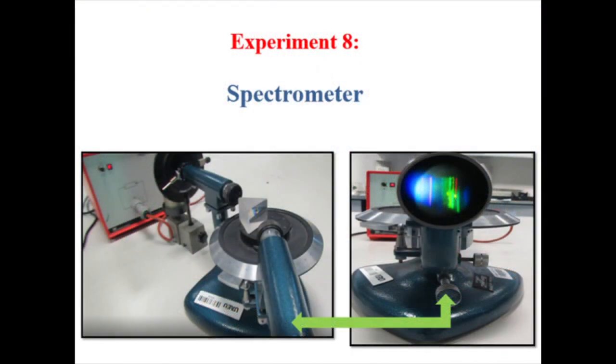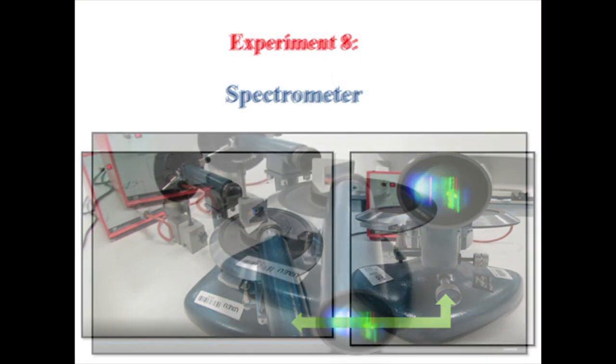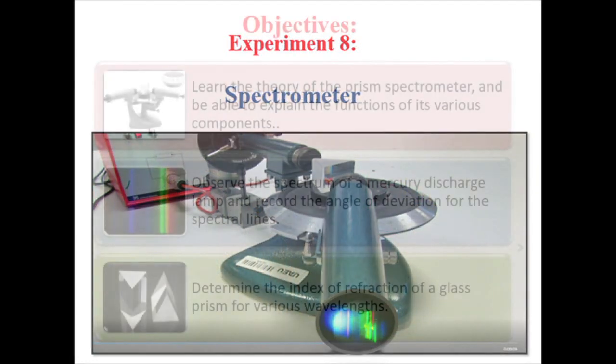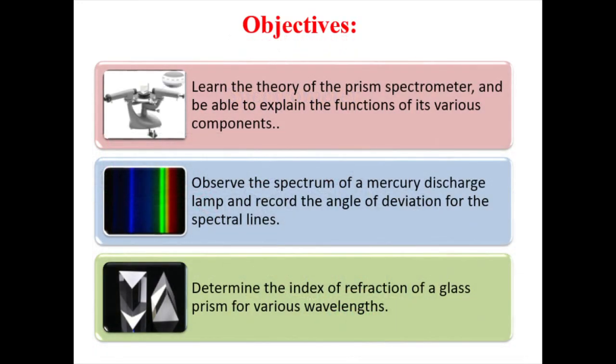Hi students, today we will study about the spectrometer and the phenomenon of dispersion. Our objectives are to learn the theory of the prism spectrometer and be able to explain the functions of its various components. Observe the spectrum of a mercury discharge lamp and record the angle of deviation for the spectral lines. Determine the index of refraction of a glass prism for various wavelengths.